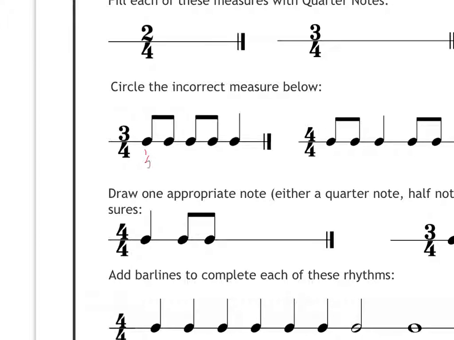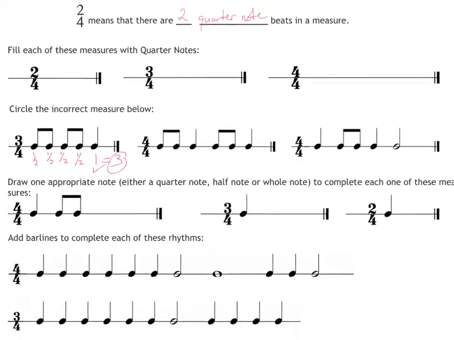An eighth note gets half a beat. That eighth note gets half a beat. That eighth note gets half a beat. That eighth note gets half a beat, and that gets 1 beat. So add them up: half plus half plus half plus half plus 1 equals 3. So it agrees. We do have the correct number of beats in this bar, and it agrees with the time signature. So that one's good. That is not the incorrect measure. Do the same thing with the other ones.